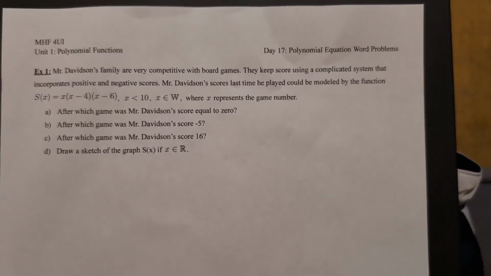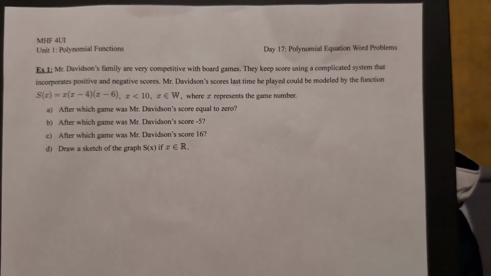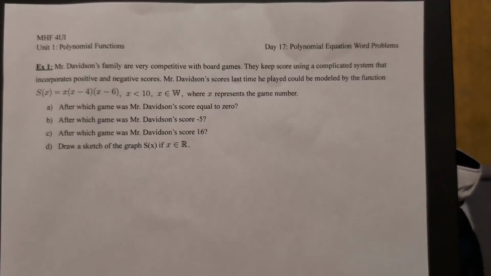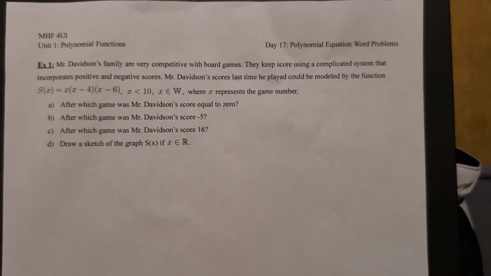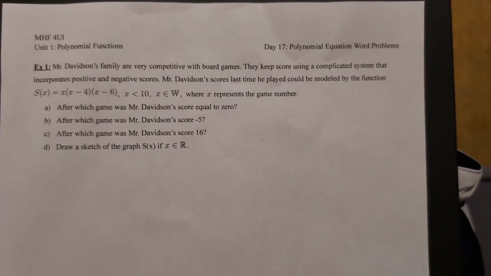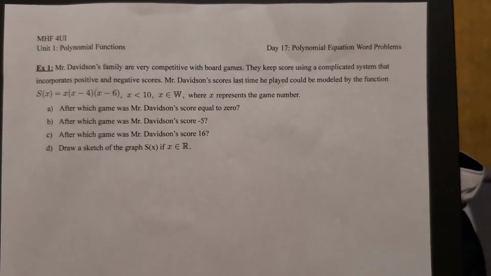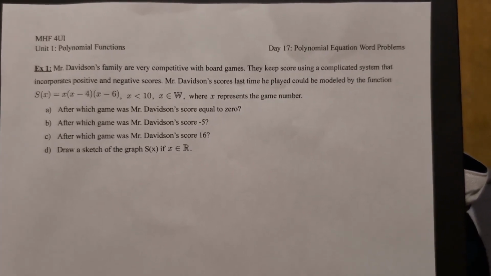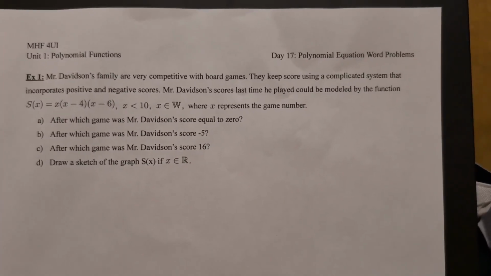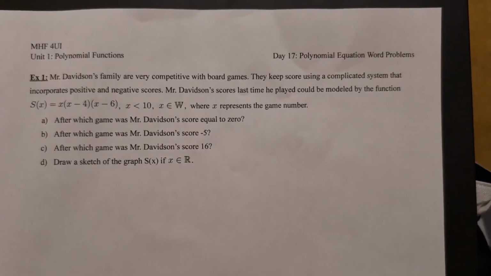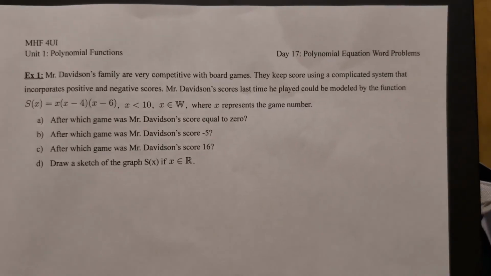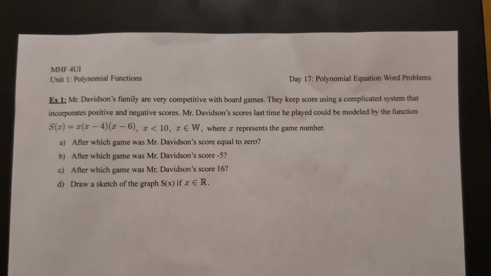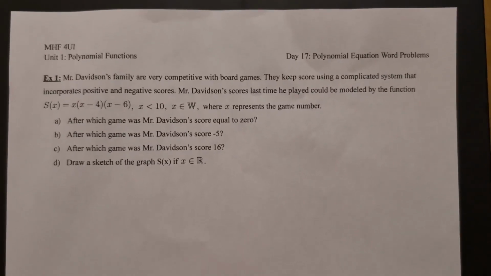So our first word problem here, Mr. Davidson's family are very competitive with board games. They keep score using a complicated system that incorporates positive and negative scores. Mr. Davidson's scores last time he played could be modeled by the function s of x equals x times (x minus 4) times (x minus 6), where x is less than 10 and x is an element of the whole numbers, where x represents the game number.